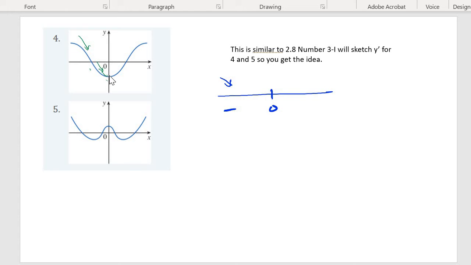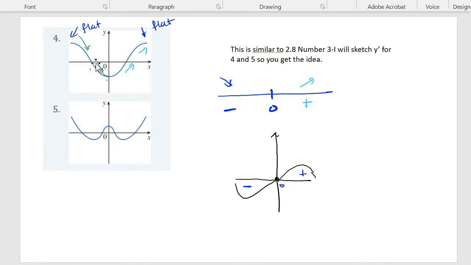Then it goes up. So here it's flat, goes up again. Wherever it goes up, it's going to be positive, and then it's flat again up here. So the roller coaster cart is horizontal up here at the top. So I drew a sketch of what the derivative might look like.